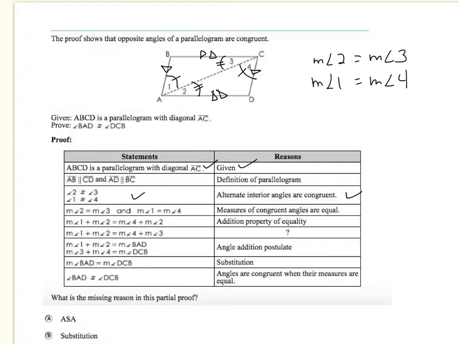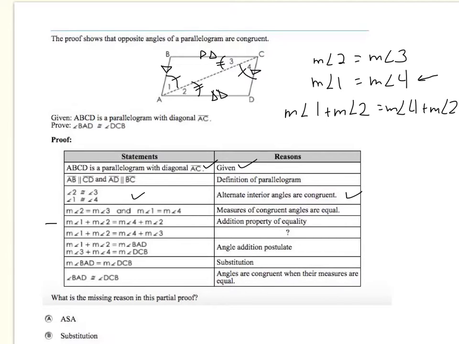Now what we know is that angle 1 plus angle 2 must equal angle 4 plus angle 2. Here's why. Because I know these two are the same, if I just add angle 2 to both of them, they still must be the same. If I add just the same thing to both sides, it has to still be the same. These are still equal.